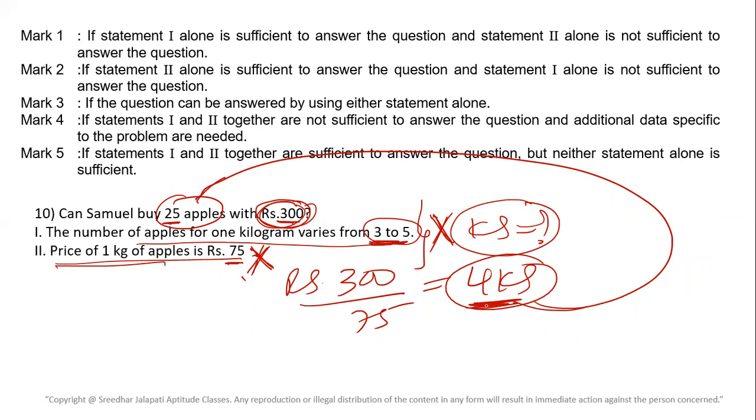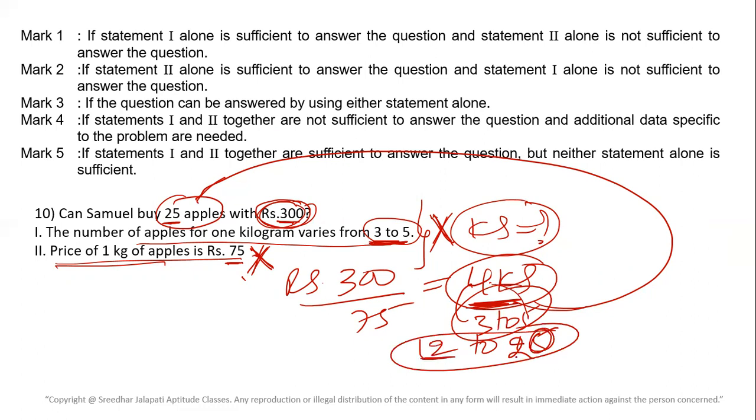So if the number of apples per kg is 3 to 5, then for 4 kgs he can get 4 into 3, 12, 4 into 5, 20. Sorry, 12 to 20. He can get apples from 12 to 20. That means he can get a minimum of 12 and a maximum of 20. Can he get 25? No, he cannot get 25. Then what is the answer?